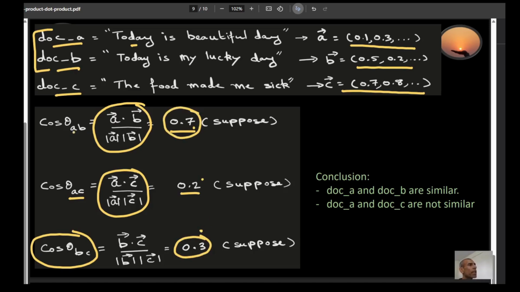That is, the angle between A and B is very small. So that tells me that document A and B are very similar. So the conclusion is, document A and document B are similar. On the other hand, document A and document C are not similar. Look at this number, it's very small. So anytime you have a smaller number, that means those documents are not very similar. If you have a big number, let's say closer to 1, that means those two documents are very similar.